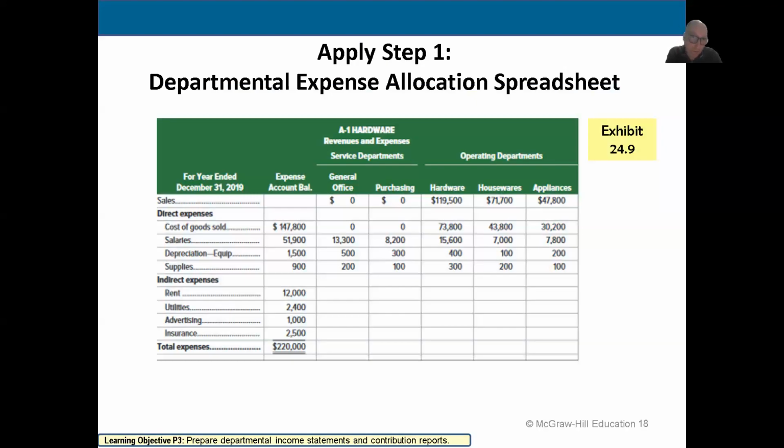So here is step one. We find the direct expenses and the indirect expenses. We can see that the direct expenses we've allocated to each department directly. We allocated sales for each department. Then the direct expenses, cost of goods sold, the salaries for each department, depreciation of equipment, and supplies. Those are all direct. Indirect expenses include things like rent, utilities, advertising, and insurance. In step two, we're going to allocate.